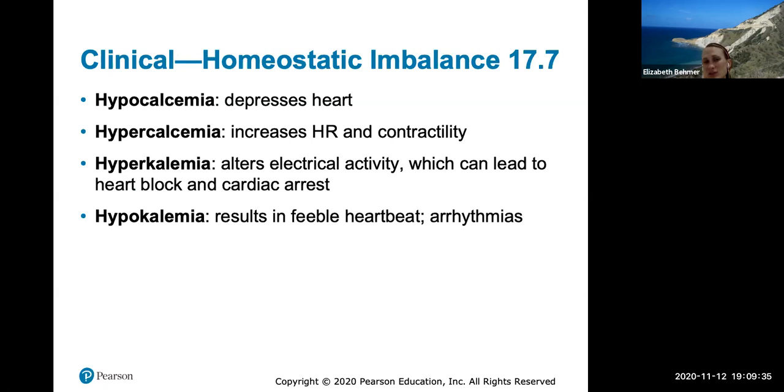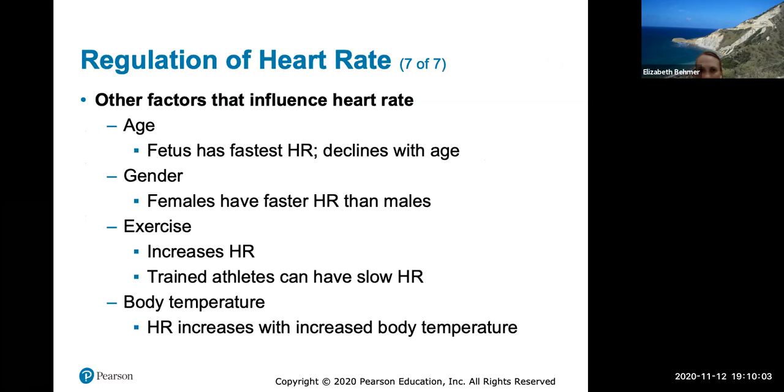Hypocalcemia, decreased calcium levels, will depress the heart. Hypercalcemia, increased calcium, will increase the heart rate and contractility. We get the same with hyper- and hypokalemia, which involve your potassium ions. They can also affect heart activity, which could lead to heart block, cardiac arrest, or an arrhythmia. So you want your calcium and potassium levels to be normal.